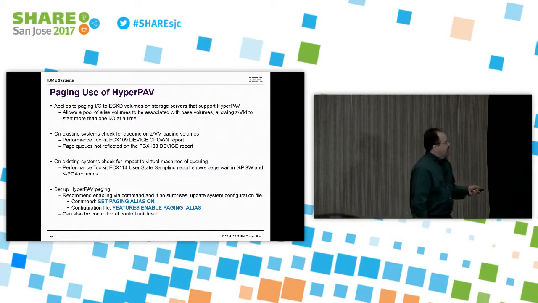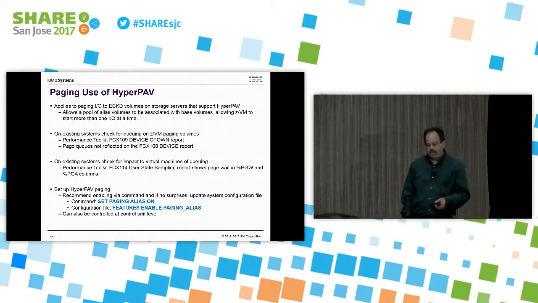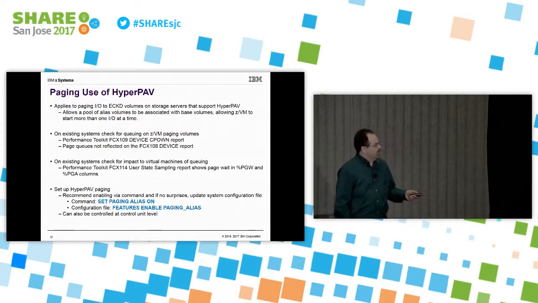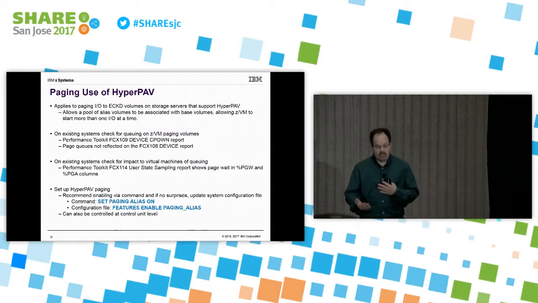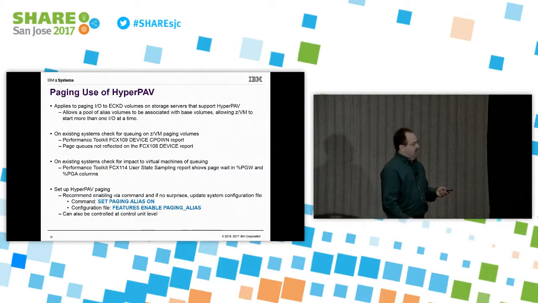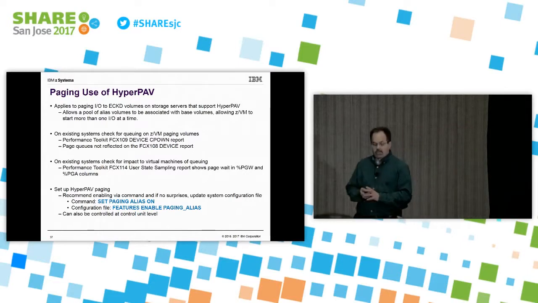It's dynamic, so you can set it on by command. You can enable it in your config file. I recommend you try it with the command first, see what the impacts are. If you don't have any surprises, or you see you're either getting benefit or no negative results, then you can enable it permanently. So whenever you IPL, it'll just be enabled.